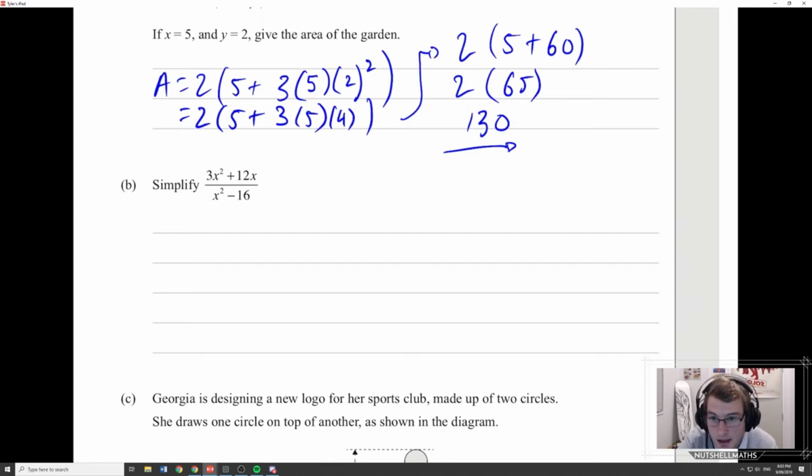Okay. Let's simplify the top, simplify the bottom. Right. What's common between these two numbers? Or these? Whoa, what's happened to my pen?